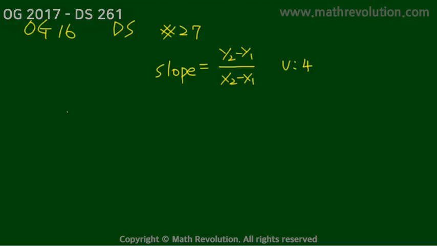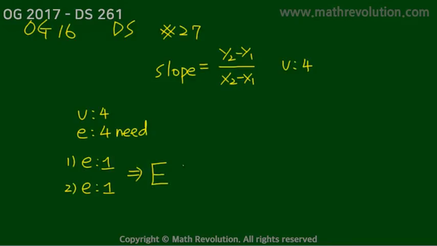And the question states lines k and m are parallel to each other. So there are still 4 variables, and in order to match the number of variables to the equation, we need 4 equations. The condition 1 has one equation, and the condition 2 has another equation. So logically, there's a high chance that E is going to be our answer choice.